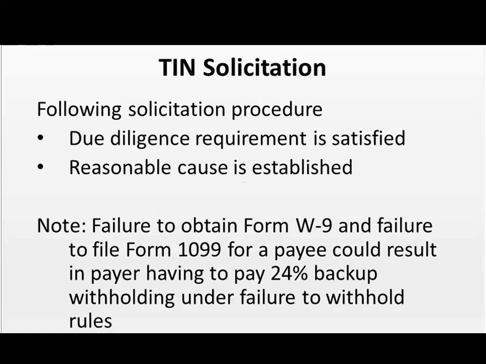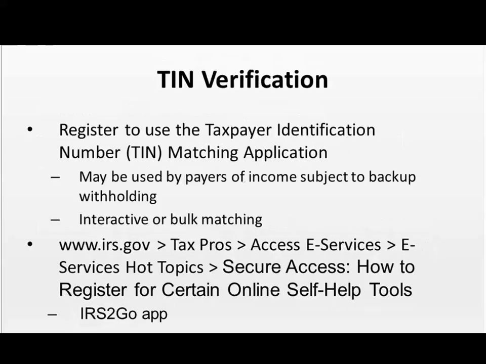So failure to obtain a W-9 and failure to file Form 1099, or failure to document your receipt of all the information you needed to determine whether that payee might be subject to backup withholding or is required to provide you with a TIN, could result in the payer having to pay the 24% backup withholding under failure to withhold rules. That says that if you're responsible for withholding and you fail to do so, the business becomes liable, and then the individual becomes personally liable for the tax that they failed to withhold.